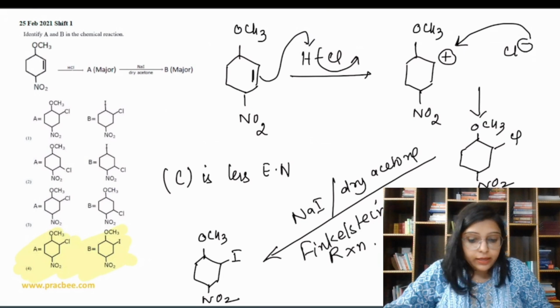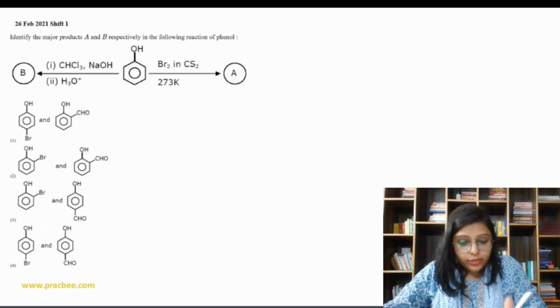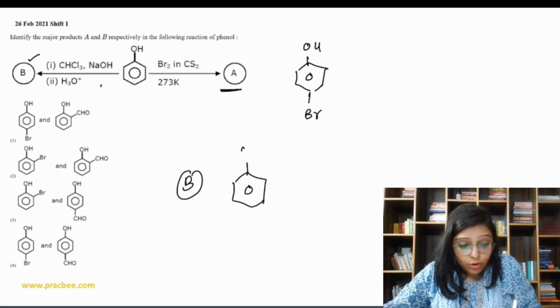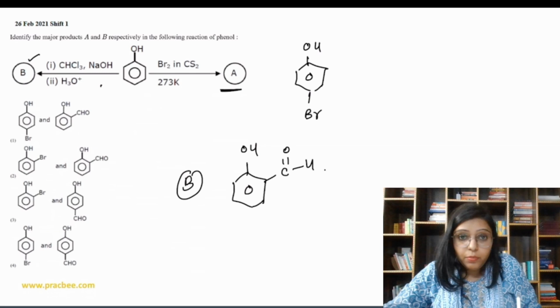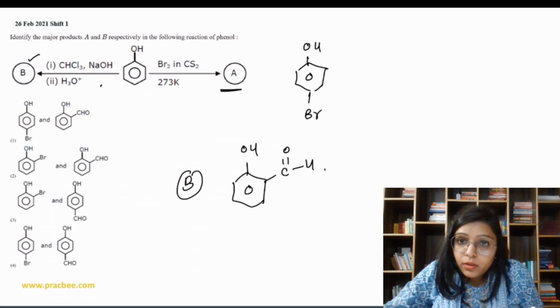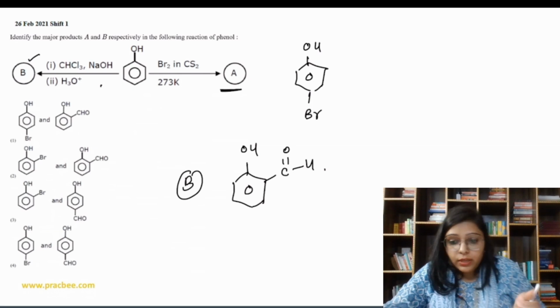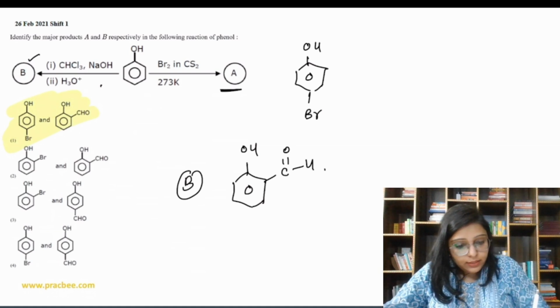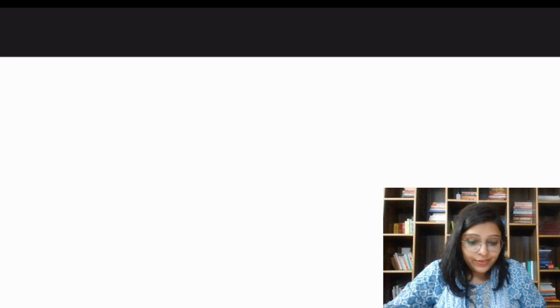Clear? Now let's do the next question. We have OH. Simple question, right? So A is going to be para-bromophenol, and B is Reimer-Tiemann. So B is going to be the major one, ortho. Why? Due to intramolecular hydrogen bonding, right? So B is going to be ortho, and that is this. So option 1 is going to be the correct answer. Clear? So this is A, this is B. Simple question. Now let's do the next question.